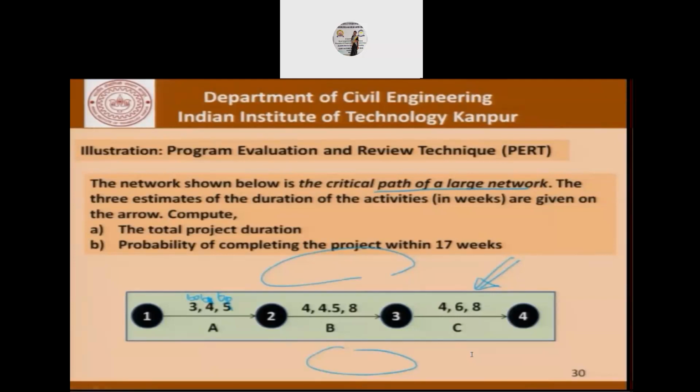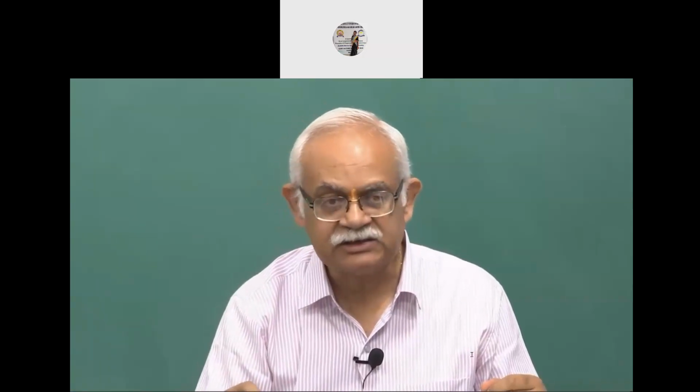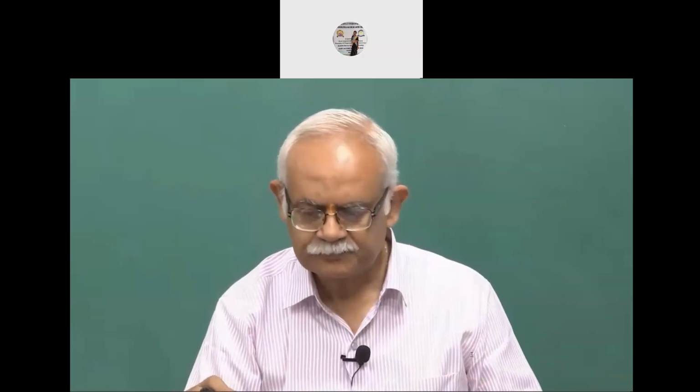So what we are trying to find out is the total project duration and the probability of completing this project within 17 weeks. Now 17 weeks, please see, is, if we do a very simple calculation, 4, 4.5, and 6 will give us 14.5. So what we are saying is that if we just take the most likely times, we did that in an example just now, it turns out to be 14.5. So what we are talking about is what is the probability associated with completing this project, not in 14.5 or 15 weeks, but in 17 weeks. So what the probability should be is what we need to calculate.